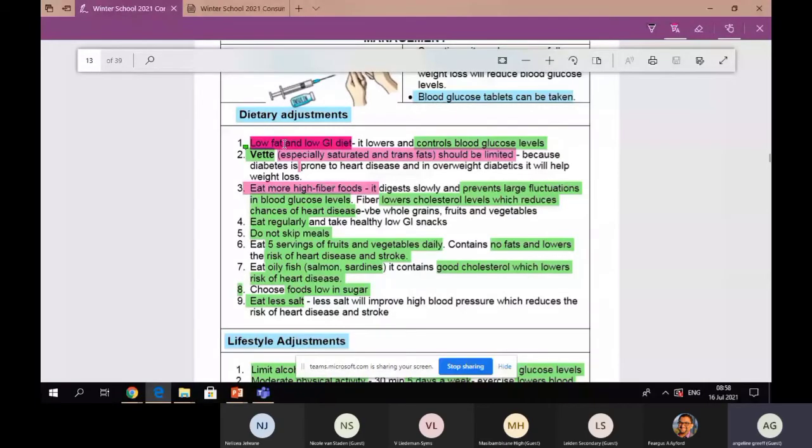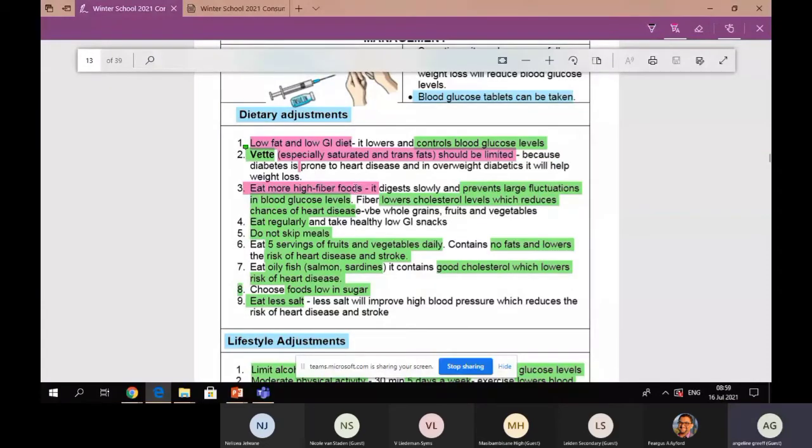Number two is fats, okay? And it says here, especially saturated and your trans fats. We know these are regarded as the bad fats, okay, should be limited. And why should that be limited? Because diabetics are more prone to heart disease, okay, and overweight. It will help them with weight loss as well.